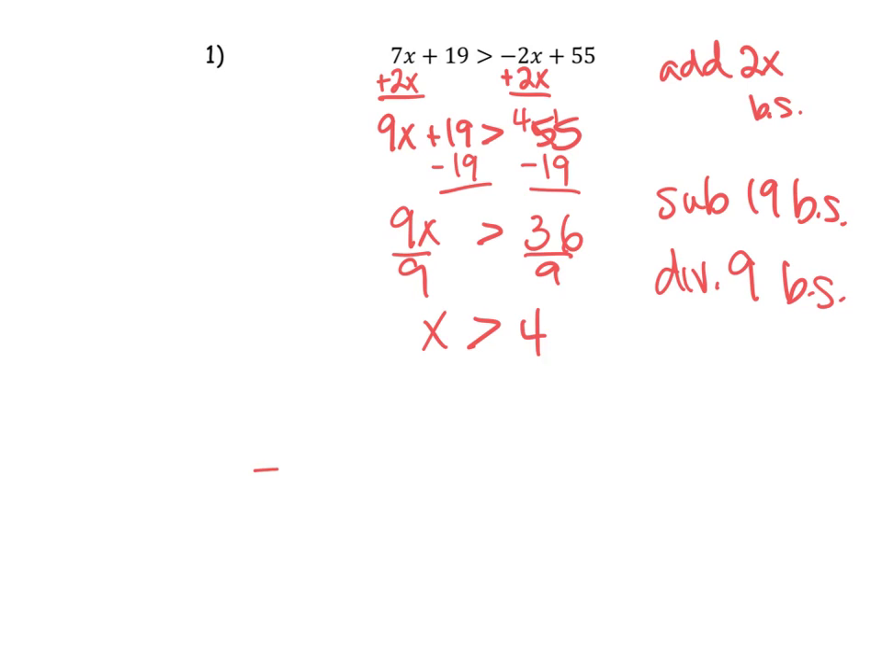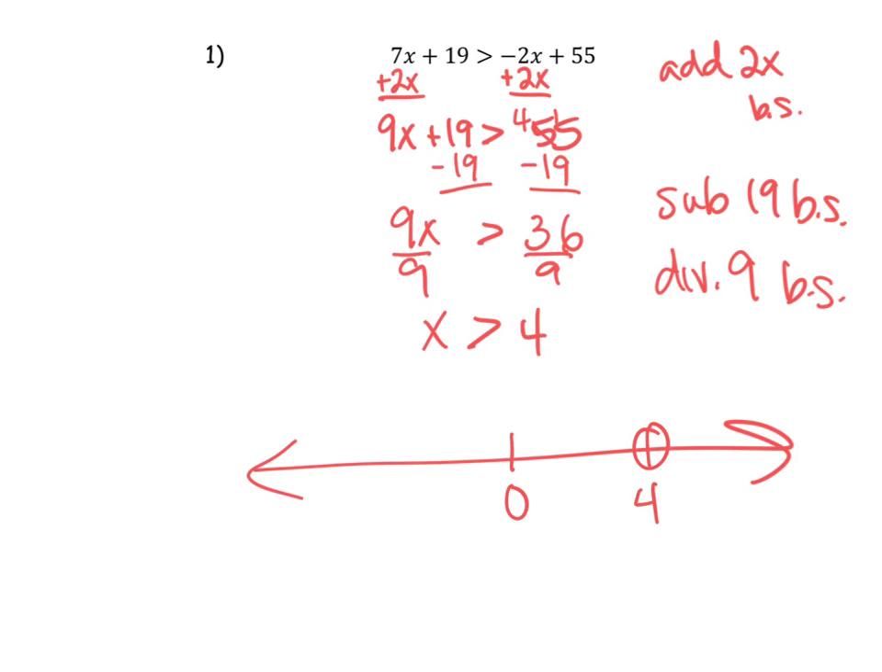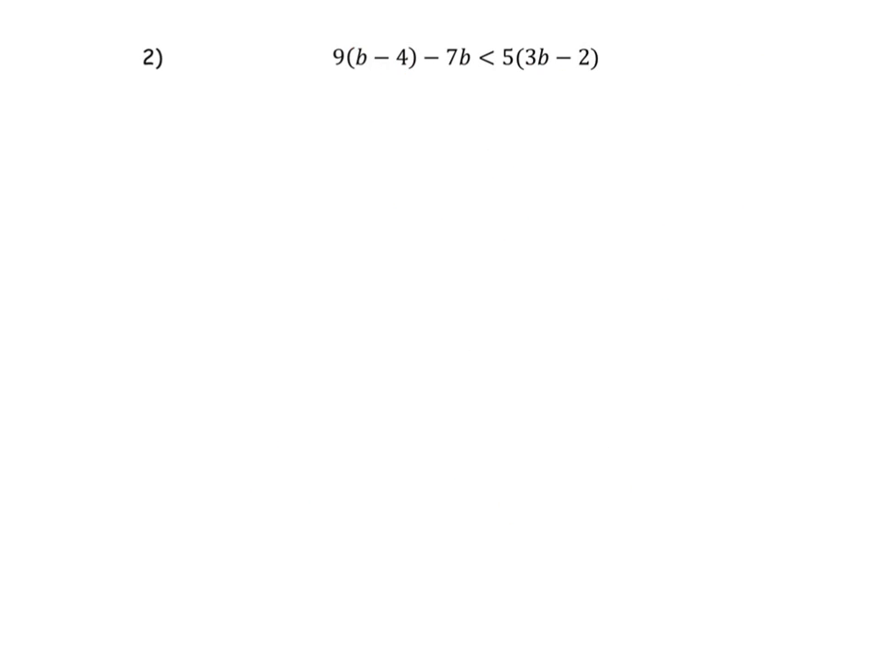Perfect. On my number line, I'm going to mark my 0 and I'm going to mark 4. Since it's a greater than, it's going to be an open circle. So my shading is going to be greater, bigger, to the right. Perfect.